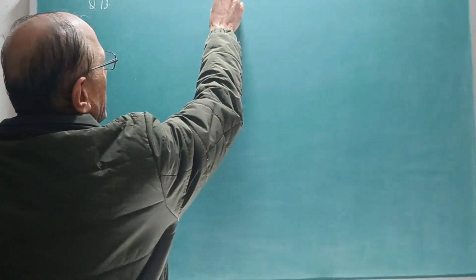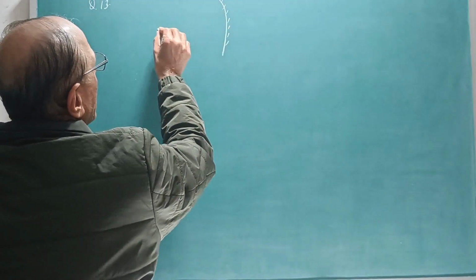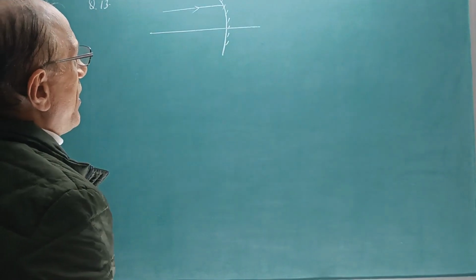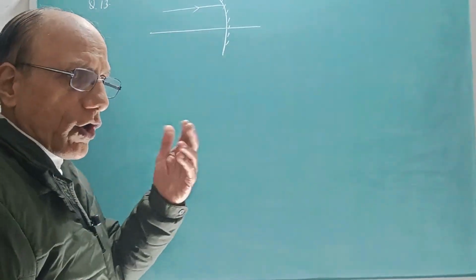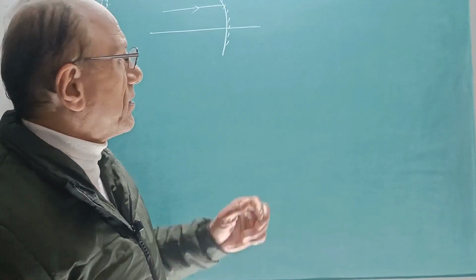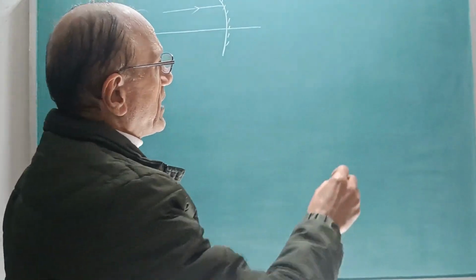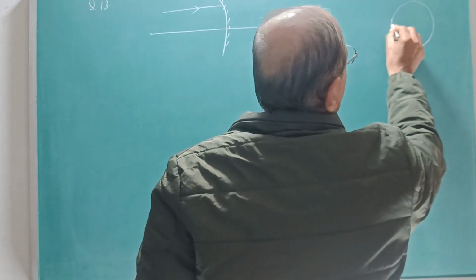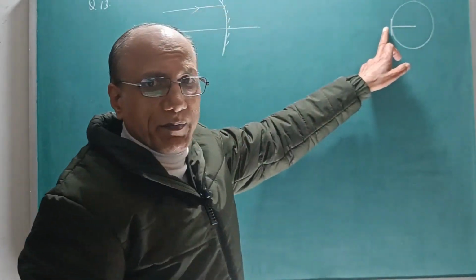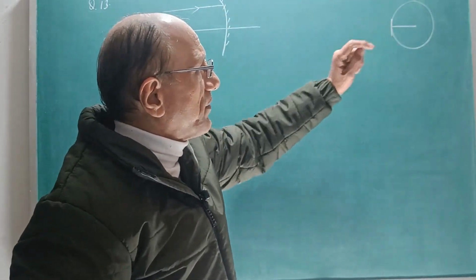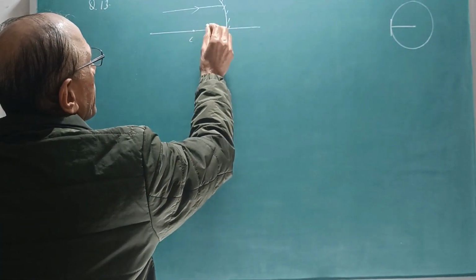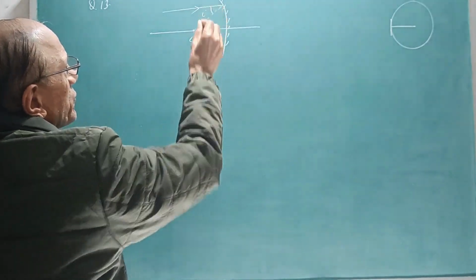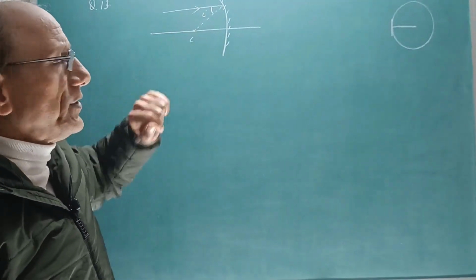Just see, this is the concave mirror, this is the principal axis, and a ray is parallel to the principal axis. So what is the normal on the surface of the concave mirror? As far as a circle is concerned, there is a line which is always perpendicular to the surface, and that is the radius, because the radius is always perpendicular to the tangent, and tangent means the surface. So if this is C, the center of curvature, this will be the normal. So this is the angle of incidence, and in this case the angle of incidence cannot be 0.